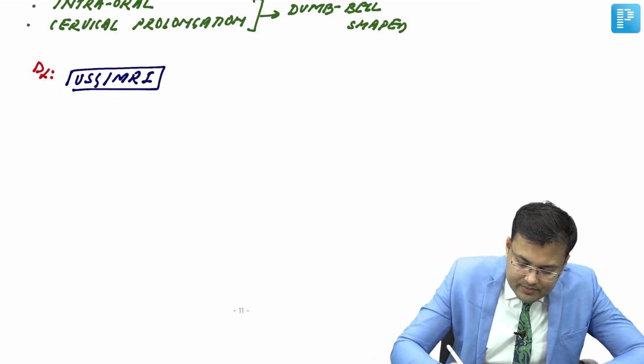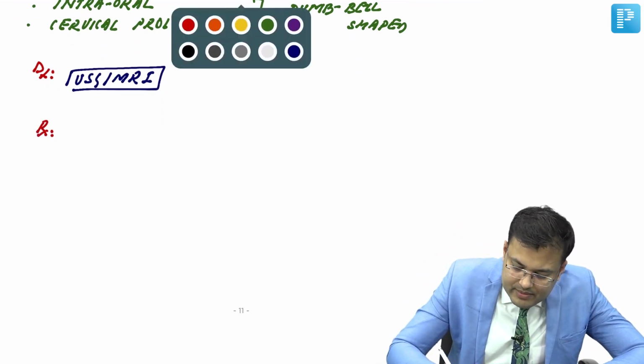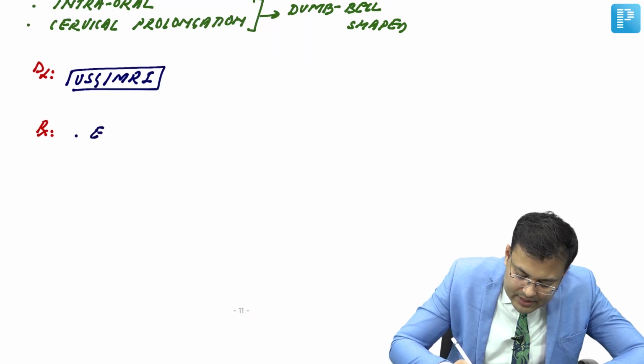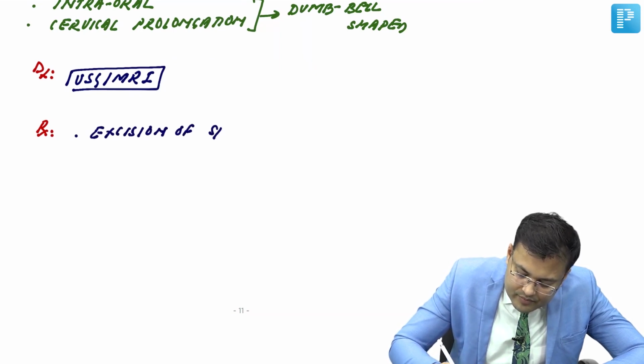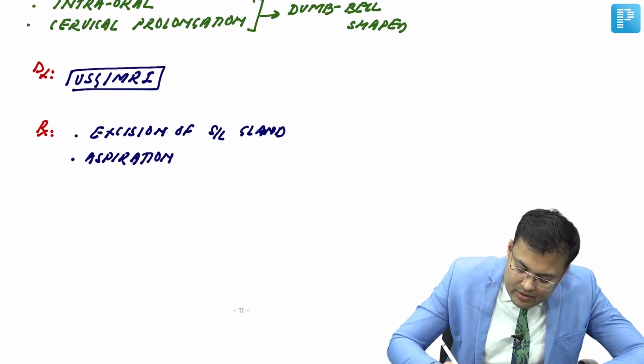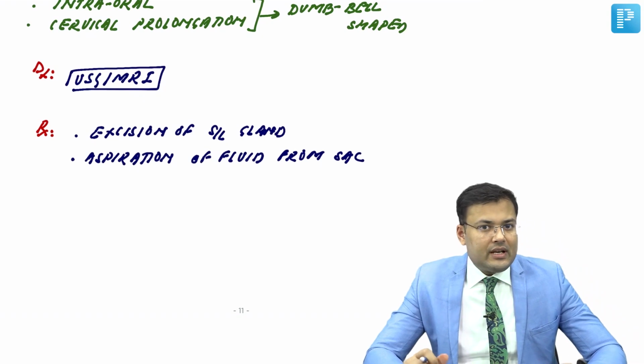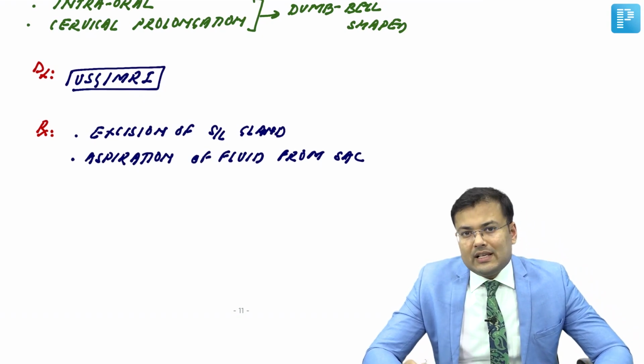So what's the treatment? Treatment is excision of the sublingual gland and aspiration of fluid from the sac. Clear? So this is how we are going to manage plunging ranula. So this is all about salivary glands.